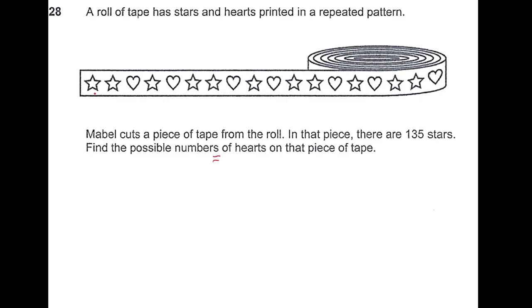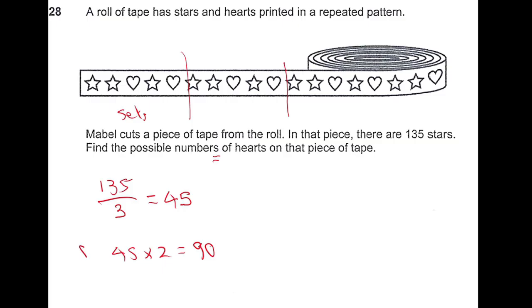First you look for the repeated pattern. You have 2 stars, a heart, 1 star, a heart, 2 stars, a heart. So if we cut it here, we can simply say that for every 3 stars, we get 2 hearts. The question says there are 135 stars in total. So how many sets will we get? 135 divided by 3 is 45, so we have 45 sets. Each set has 2 hearts, so 45 times 2 gives me 90 hearts.